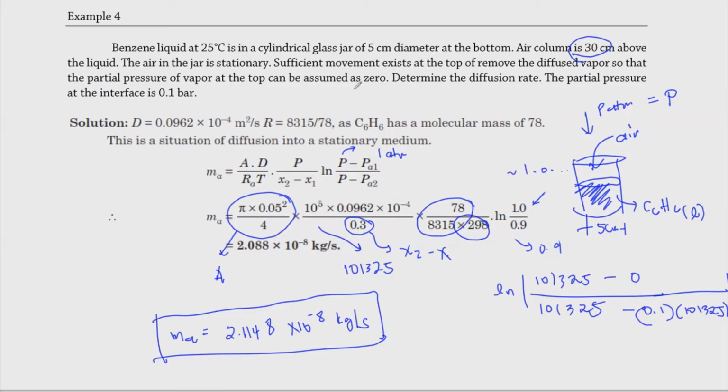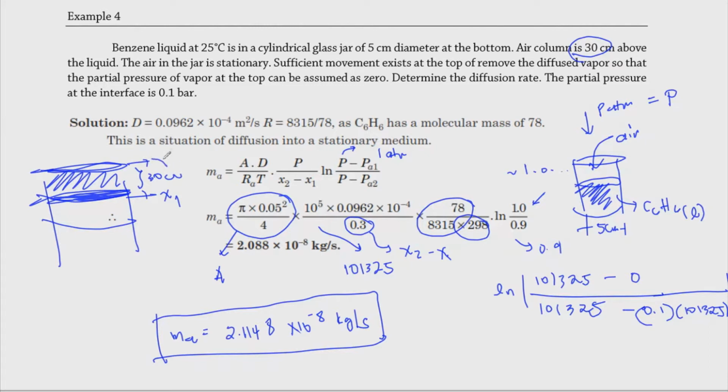Now you have to be careful with this partial pressure of vapor at the top, 0, and then the interface is 0.1 bar. So basically, if we started with the top itself, for example, we have this layer of benzene. This is actually the surface top. So if you set this equal to x sub 1, then of course the small layer of fluid that's actually 30 centimeter. This one is 30 centimeter.